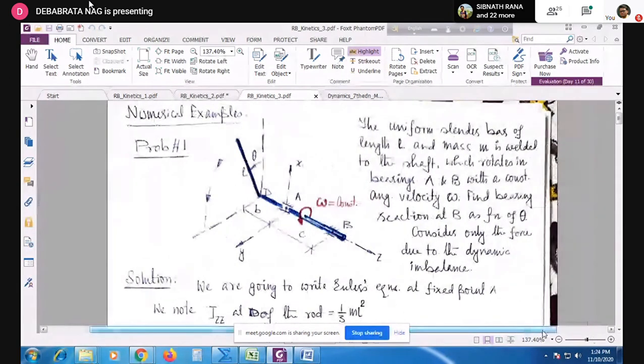So you see this problem number 1, what it says. Now it says that the uniform slender bar of length L and mass M is welded to the shaft, which rotates in the bearings A and B with a constant angular velocity omega. Find bearing reaction at B as function of the angle theta. Consider only the force due to dynamic imbalance.